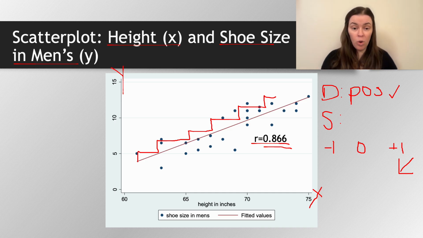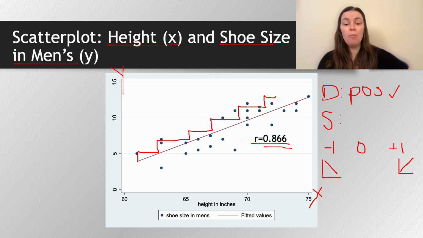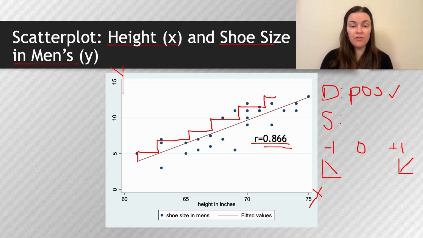Whereas a -1, in terms of strength, we would see a perfect negative relationship, which is where one variable is increasing while the other is decreasing. But for our purposes here, we already figured out that this will be a positive direction, so let's take a look at our strength on this side.